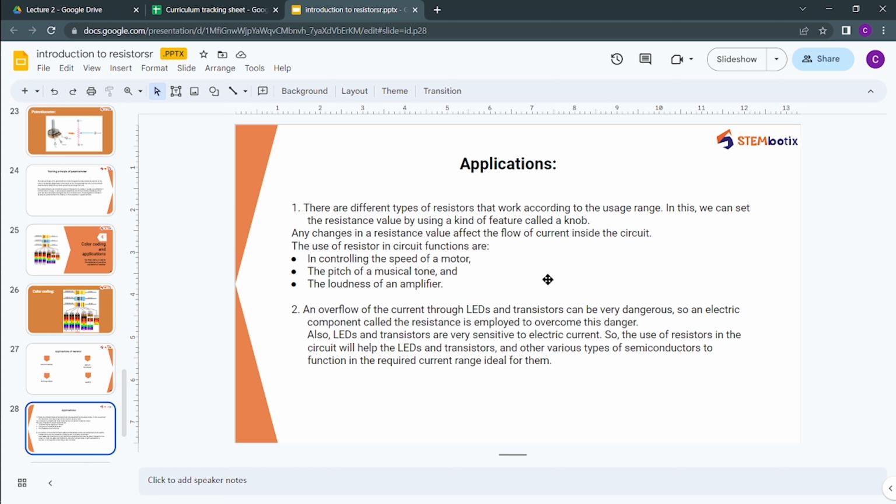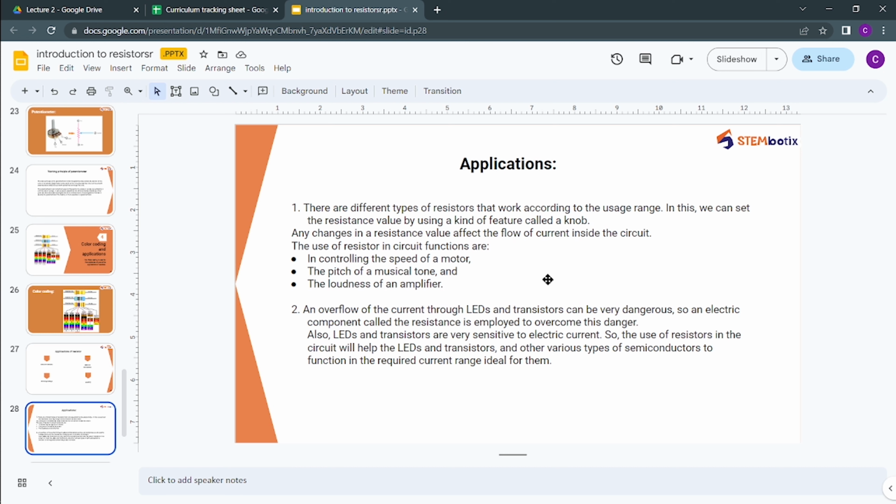So the use of a resistor in circuit functions is as a knob in controlling the speed of a motor, the pitch of a musical tone, or the loudness of an amplifier, or as you can say in a radio, you can change the volume in your speakers. You can also change the volume of your output.